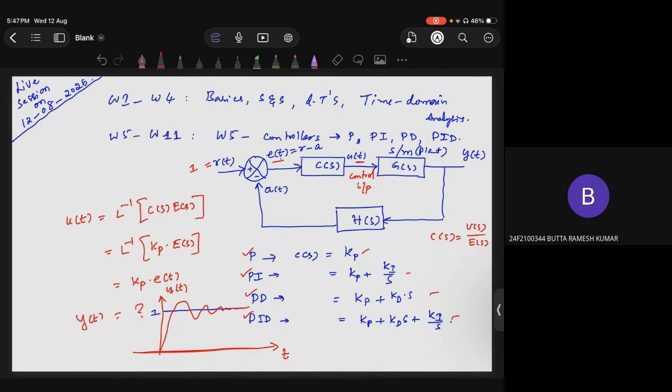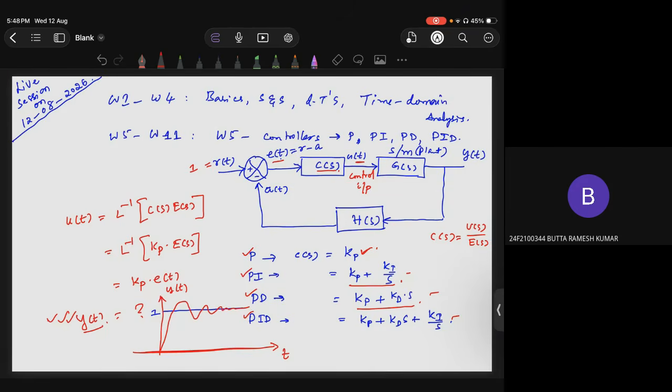Can you repeat your last statement once again, sir? In each case, when C of s is Kp, we find y of t. When C of s is PI, Kp plus Ki by s, we find y of t. When C of s is Kp plus Kds, we find y of t. That means that will become PD controller.